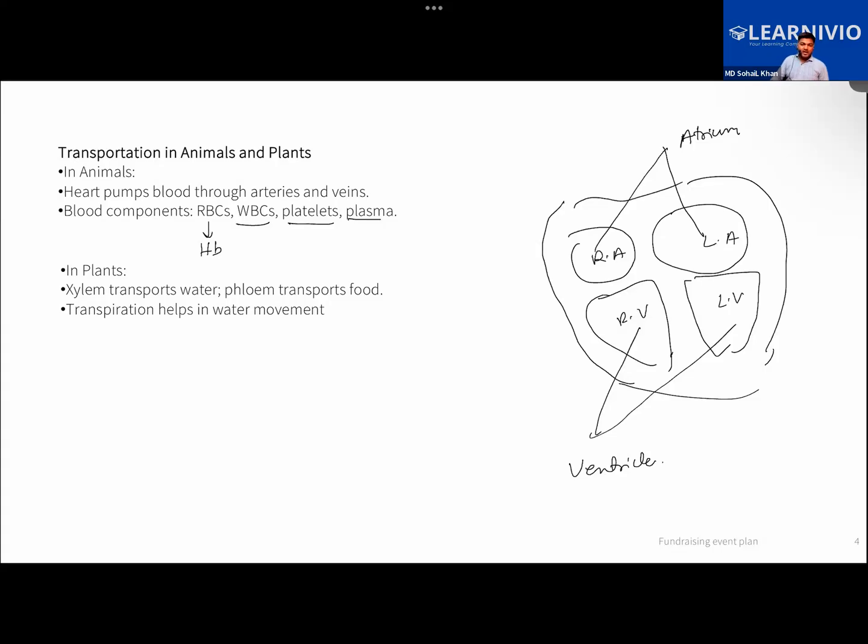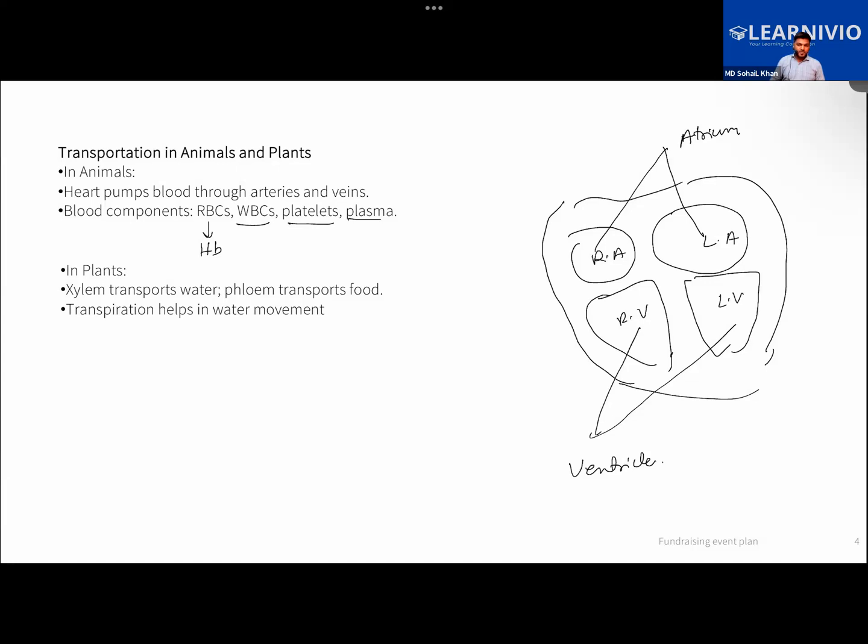Now we know that generally arteries carry oxygenated blood. But what about the pulmonary artery? What does it carry? It carries the deoxygenated blood from the heart to the lungs. So we learned about the special case. We also learned about the pulmonary vein. So what type of blood flows in the pulmonary vein?